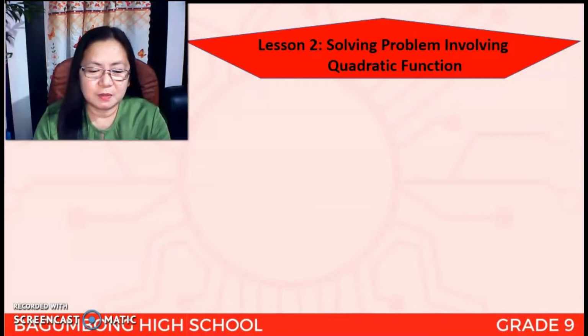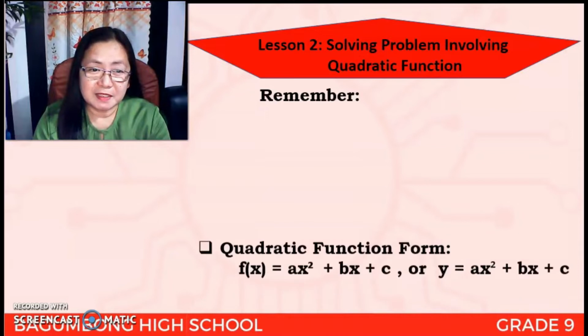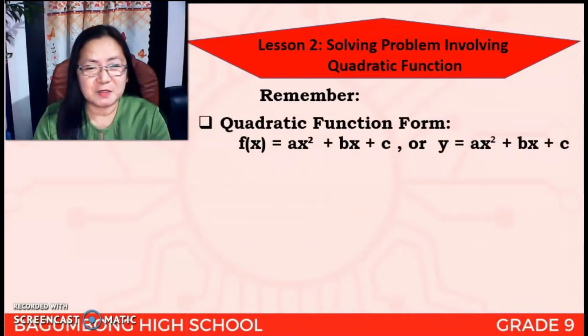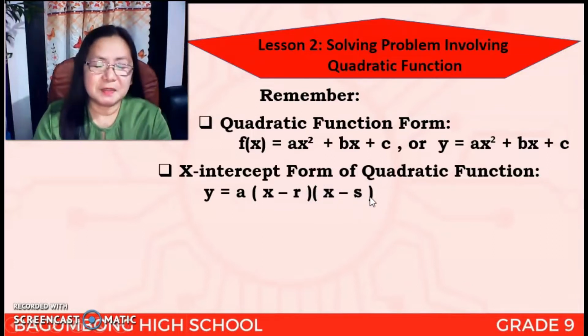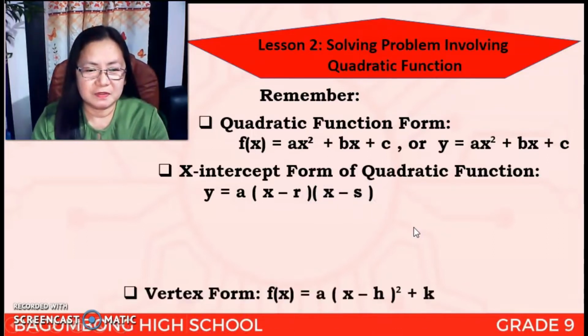In this lesson, you have to remember the following. First, the quadratic function written in general form. So you can use f of x or y. Next, the x-intercept form of the quadratic function, which is y, or f of x, is equal to a times the quantity of x minus r times the quantity of x minus s, where r and s are the zeros or the roots of the quadratic function.